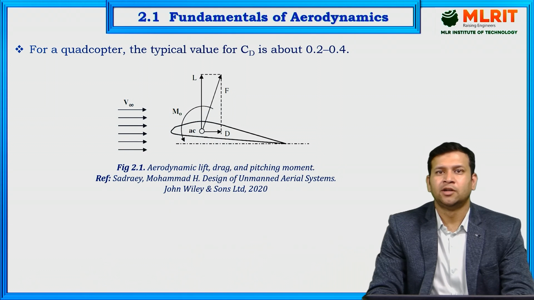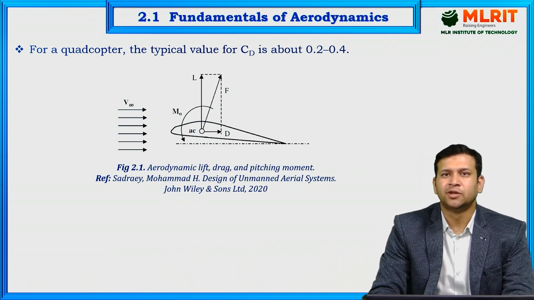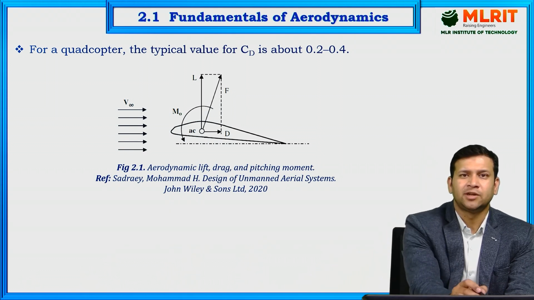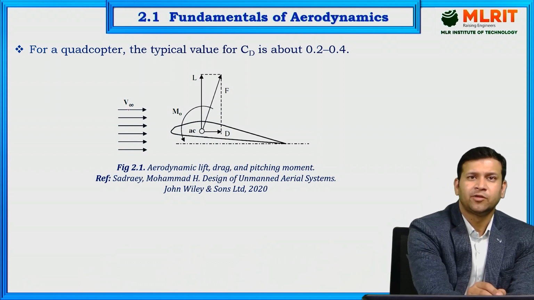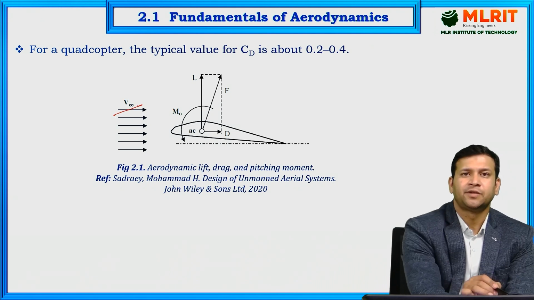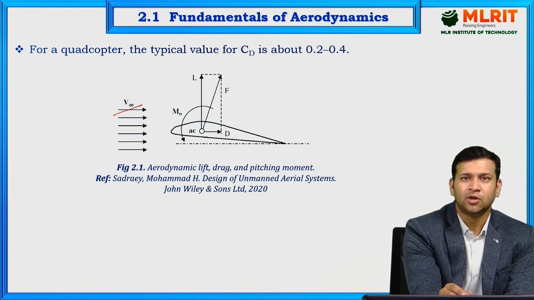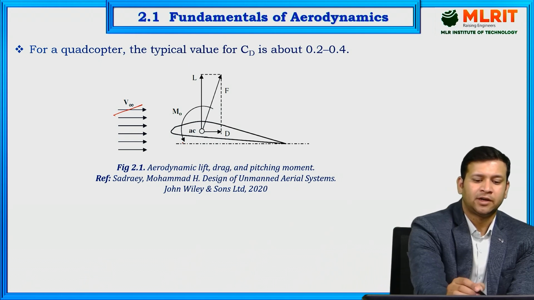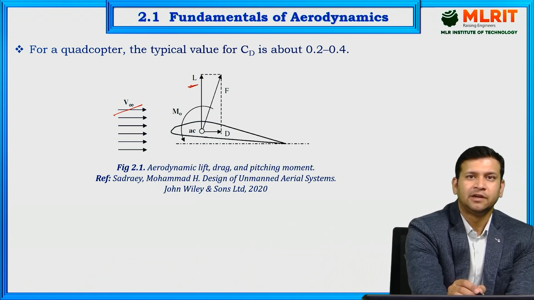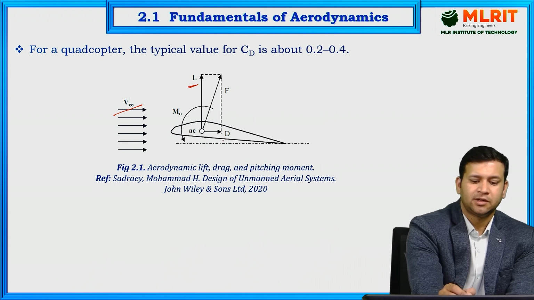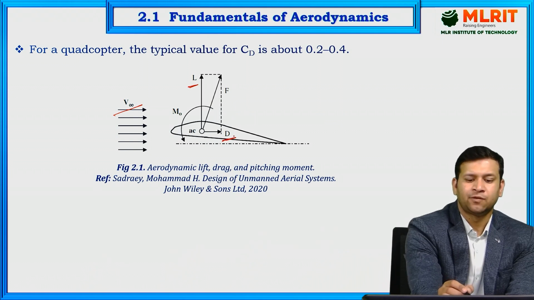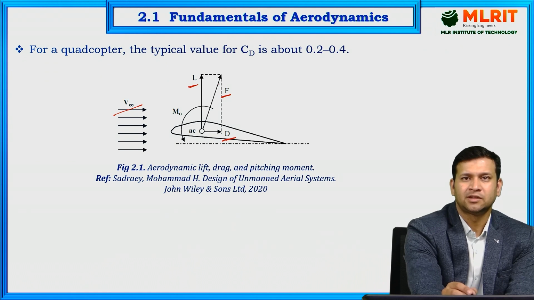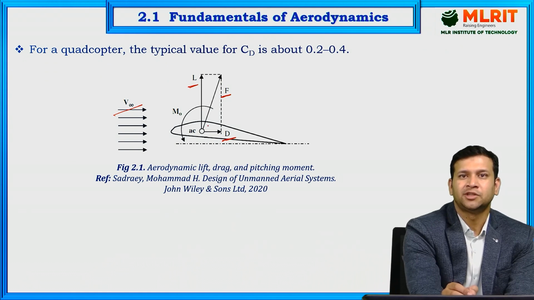The aerodynamic lift, drag and pitching moment on an airfoil is shown in the schematic diagram. This is the free stream velocity, V infinity, which is passing through the aircraft wing, and this is the airfoil shape, a cut section of that wing, where L is the lift force, D is the drag force, and this is the resultant force.